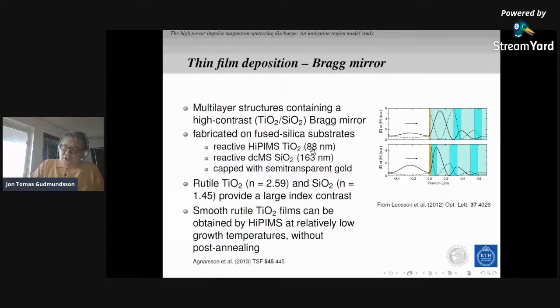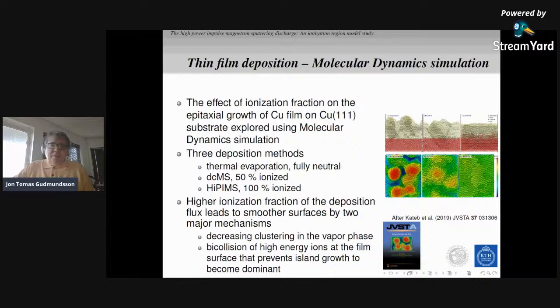We have also explored this with molecular dynamic simulations. We looked at three cases: thermal evaporation, which is kind of demonstrated as a fully neutral species. We look at half of the species being ionized and all of them. And we label this thermal evaporation, DCMS, and HiPIMS. We are basically changing the ionization fraction of the sputter species.